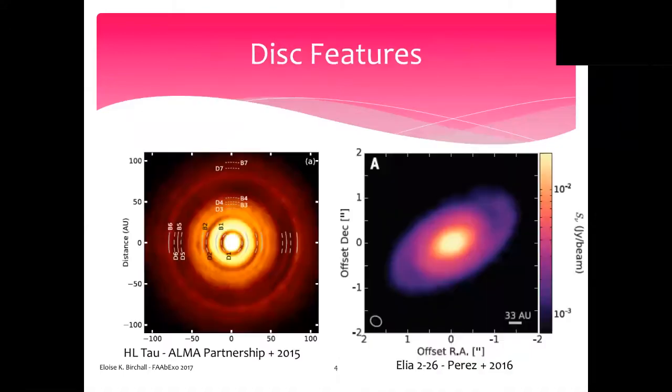There are other kinds of features that you can see in discs. Here we have HL Tau, which has rings, and IRS 226, which has spiral arms. There's been a good introduction to those kinds of features.